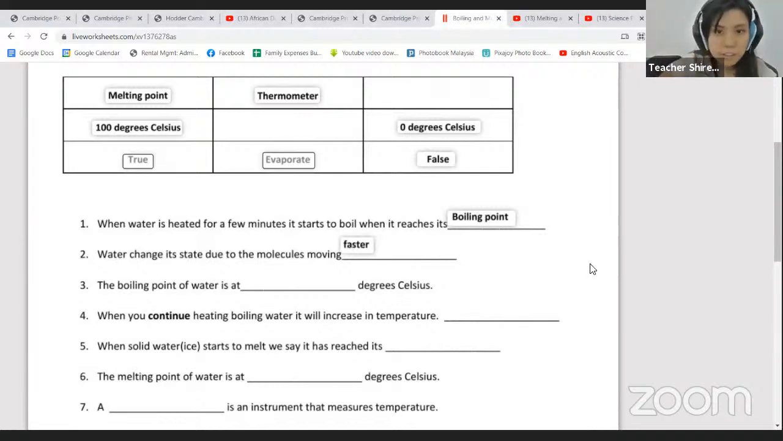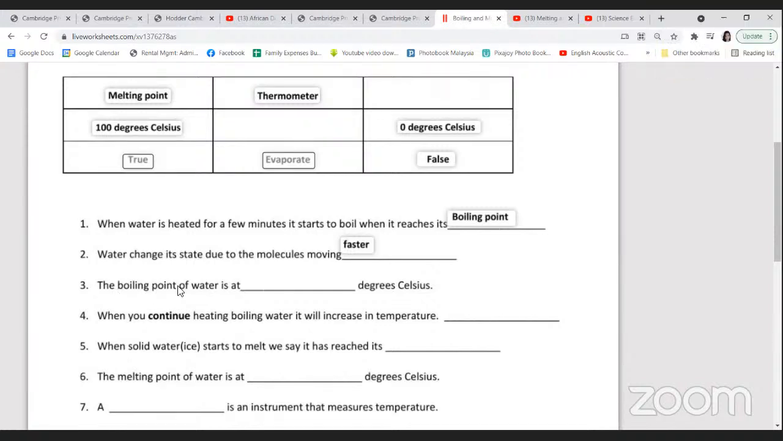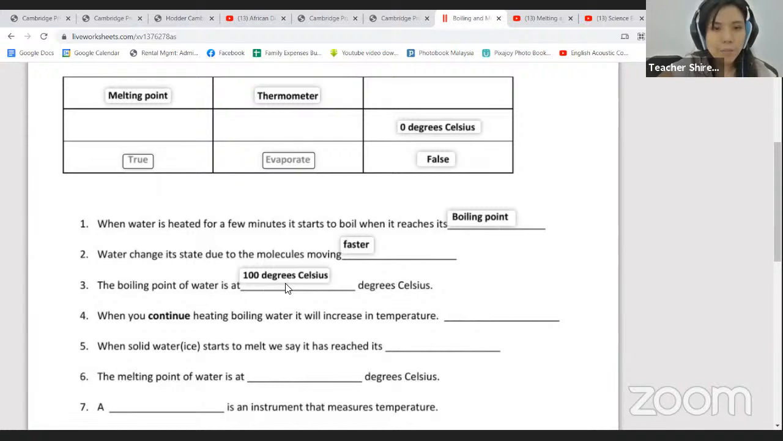Okay, next. Harold, you there? Can you read the boiling point? The boiling point of water is at 100 degrees Celsius. Fantastic. Okay, number 4.